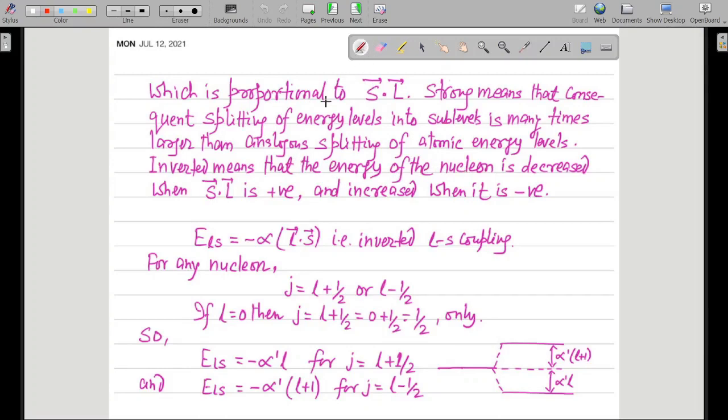So the meaning of inverted spin orbit coupling is that the energy of the nucleon is decreased when S dot L is positive, and when S dot L is negative, the energy of the nucleon is increased. Okay, that is the thing.